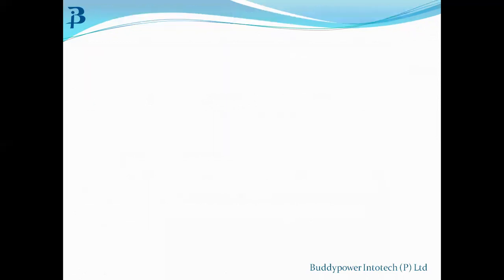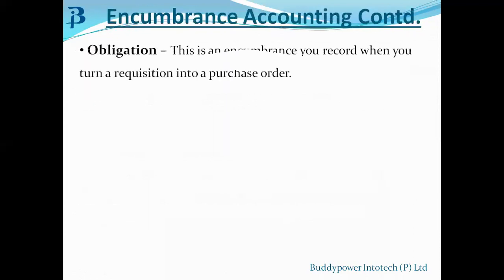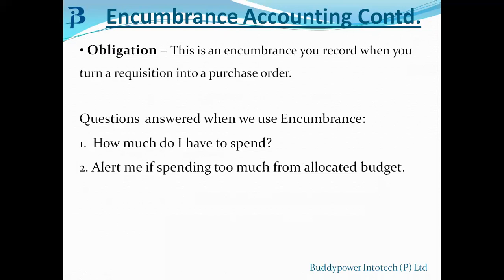Then you come to the obligation. This is an encumbrance you record when you turn a requisition into a purchase order. So basically your purchase order amount is the obligation, which you have to pay to the supplier. So basically encumbrance accounting is avoiding budget overspending by showing open commitments as part of projected expenses. Now encumbrances are important in finding out how much funds are available as a projected expenses tool.